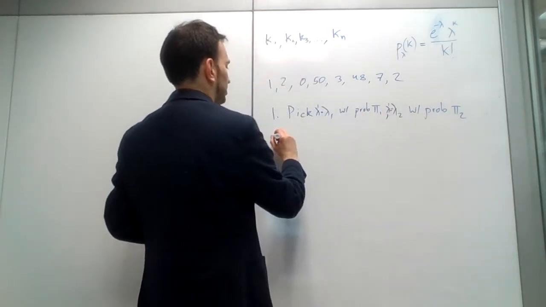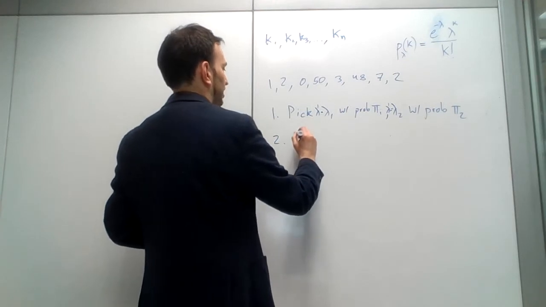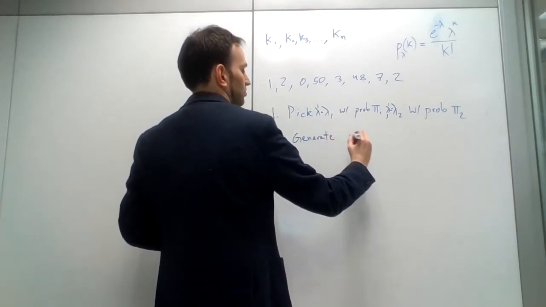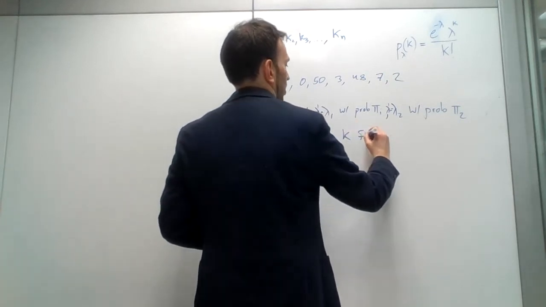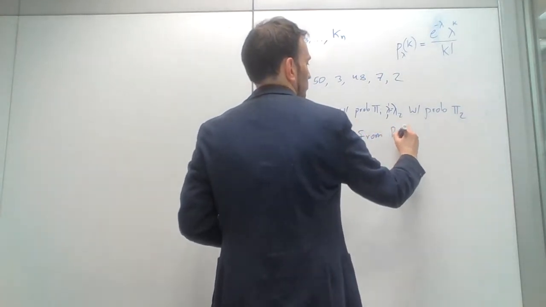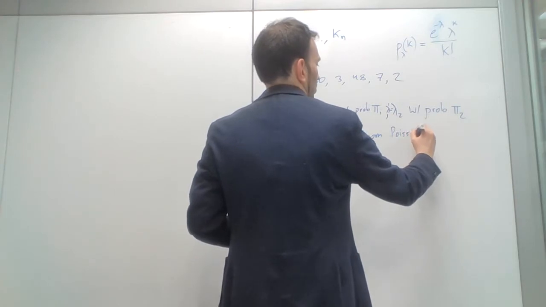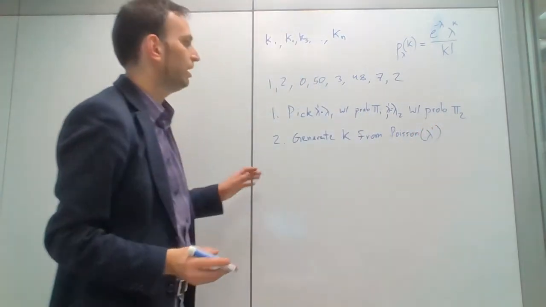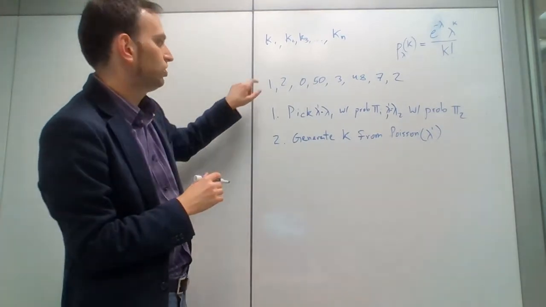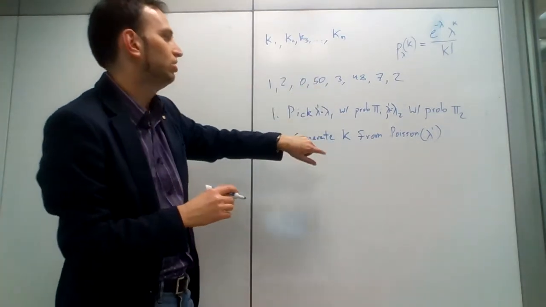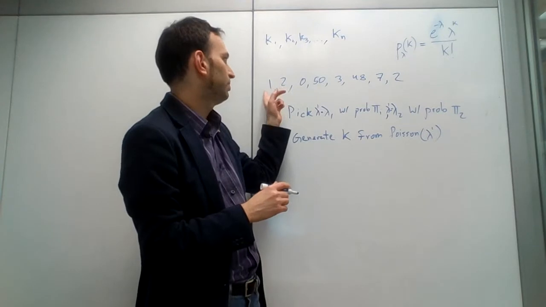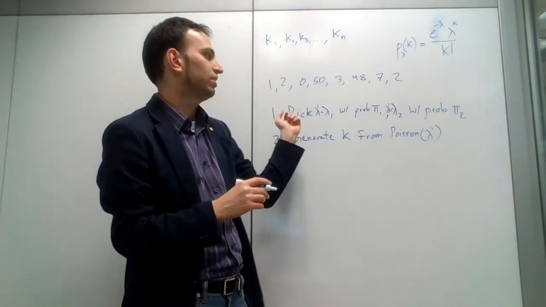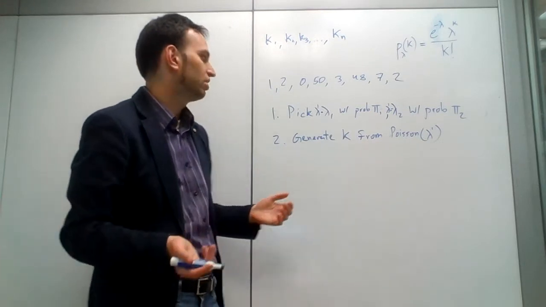And now what you can say is, generate k from Poisson lambda prime. Okay, that's the whole process. So pick one and then generate the k from the Poisson distribution. Pick one of the lambdas, generate the k, and so on.